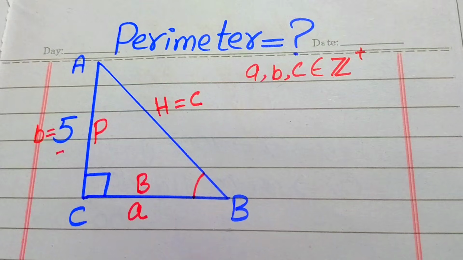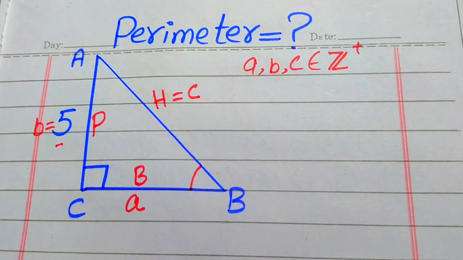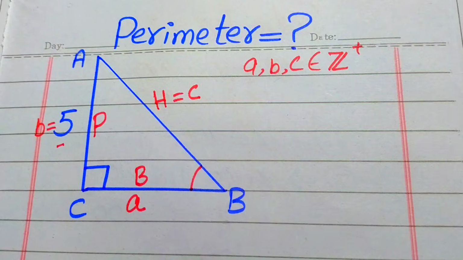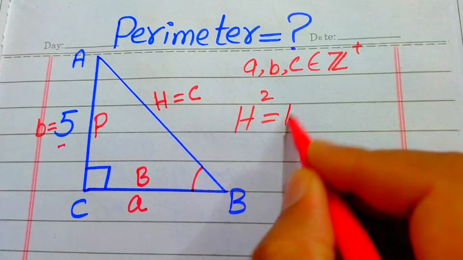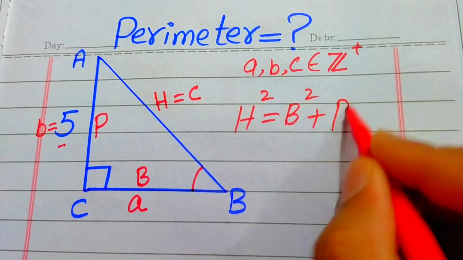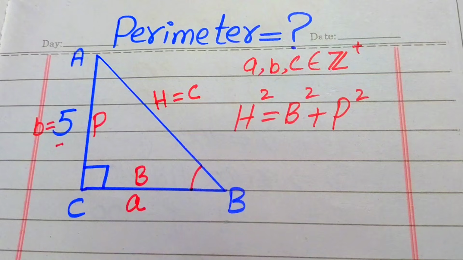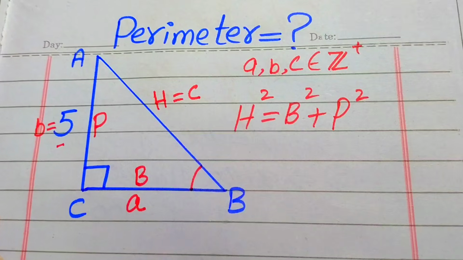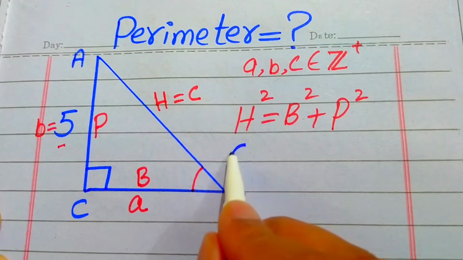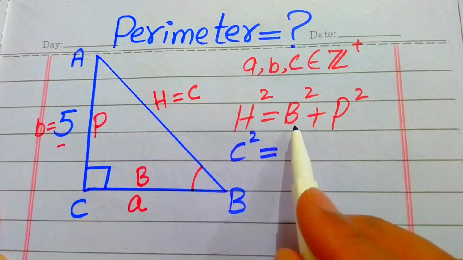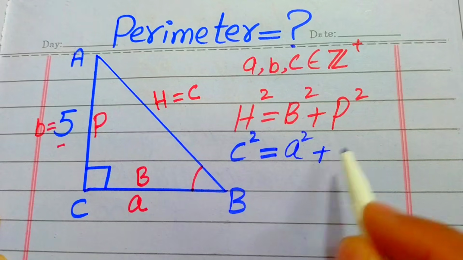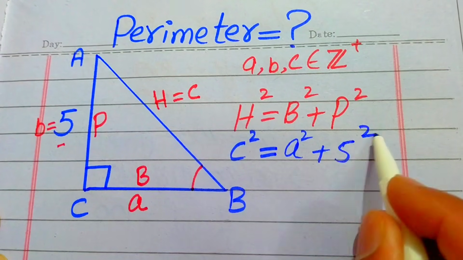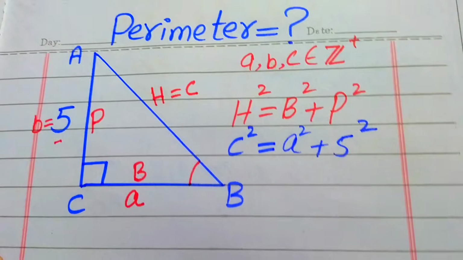Because this is a right triangle, the Pythagoras theorem holds in it, and you very well know that the Pythagoras theorem is stated as hypotenuse square equals base square plus perpendicular square. So here we substitute the values of h, b and p. Our hypotenuse is denoted by c, so this becomes c square equals the base, denoted by small a, so small a square, plus the perpendicular side, which is given as 5, so we write 5 square.